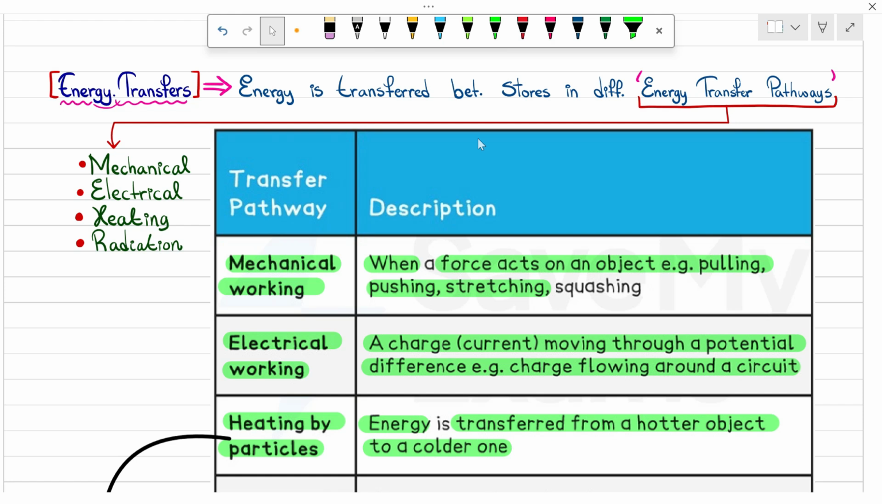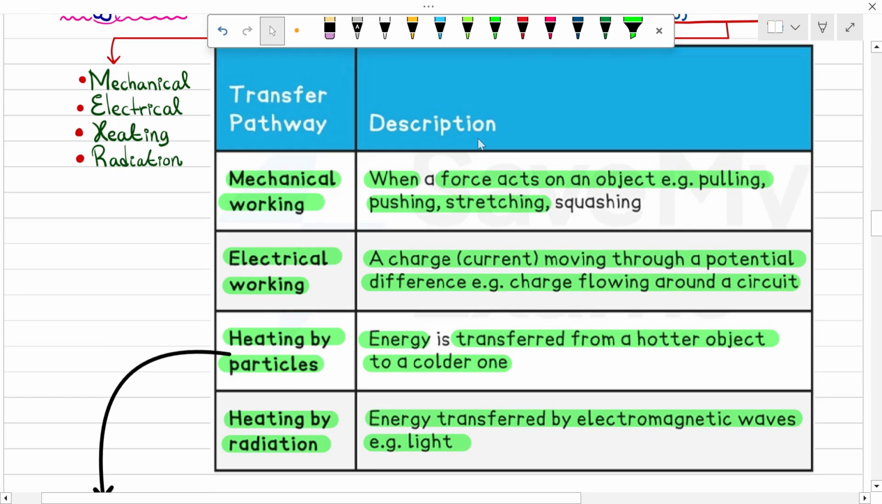Coming to energy transfers, energy is transferred between stores, okay, in different energy pathways. These pathways can be mechanical, electrical, heating, and radiation. So by mechanical working, when a force acts on objects, for example, pulling and pushing, you're mechanically doing some sort of work to put a force on an object and transfer energy. Electrical working is like a charge or current moves through a potential difference, and this moves energy.